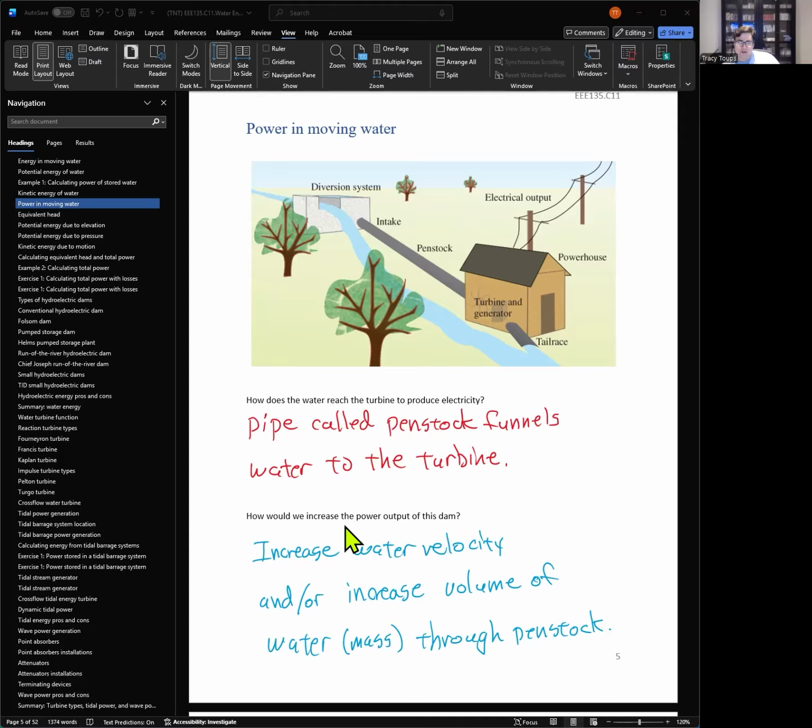How would we increase the power output of this dam? How do we make more power out of this thing? Well, you know kinetic energy is based on velocity. So if we can increase the water velocity, it'll increase the power, or we increase the volume of water, aka the mass going through the penstock. So we could somehow increase the water velocity, or we just make the pipe bigger to let more water through. One of those two things will work to increase the power. Okay.